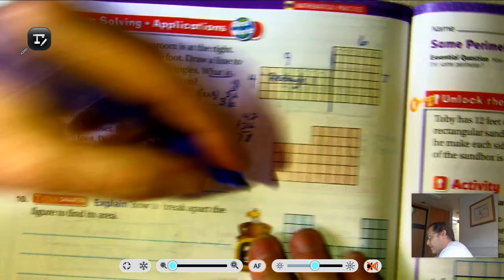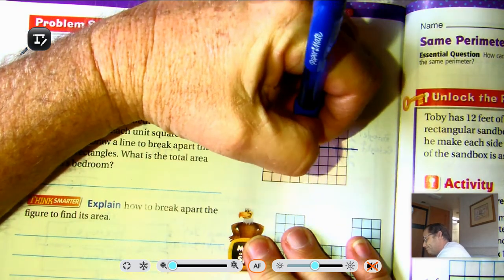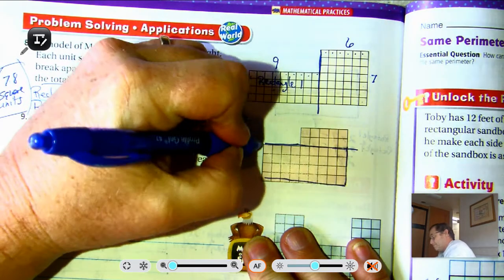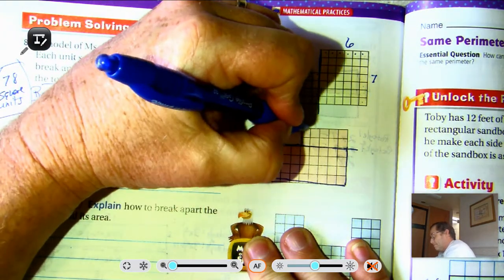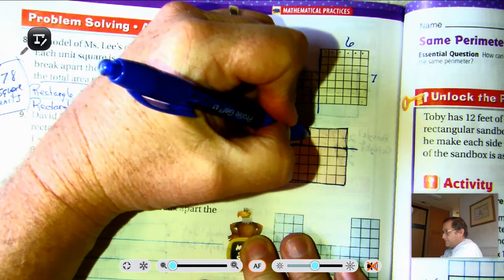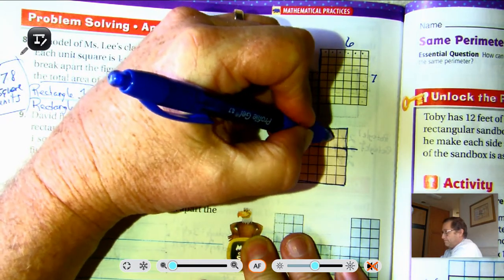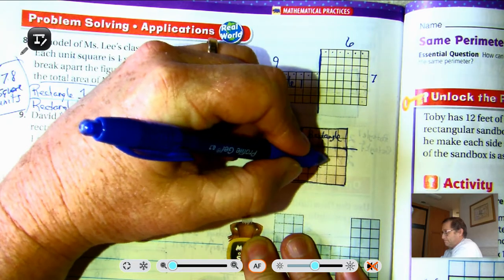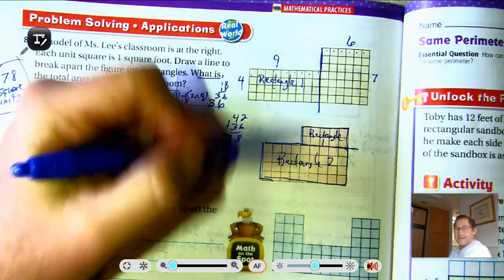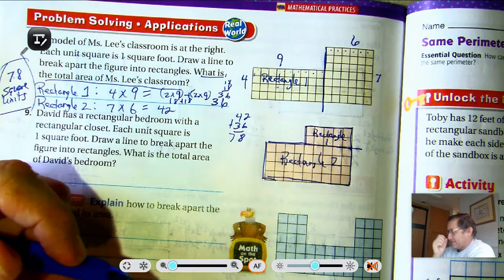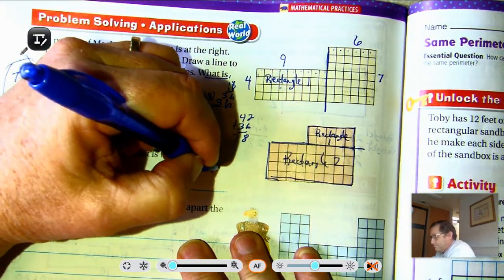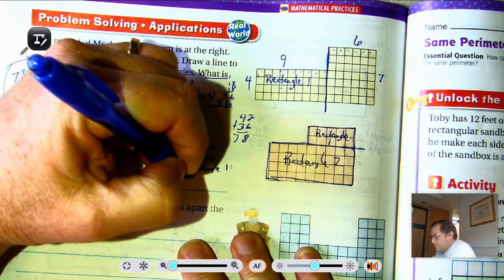I don't know. Sake of variety. Let's go the other way. Okay. So I'm going to call this top one rectangle 1 and the bottom one rectangle 2. Could you have gone vertically again? Sure. Okay. Doesn't matter. All right, rectangle 1. Rectangle 2.